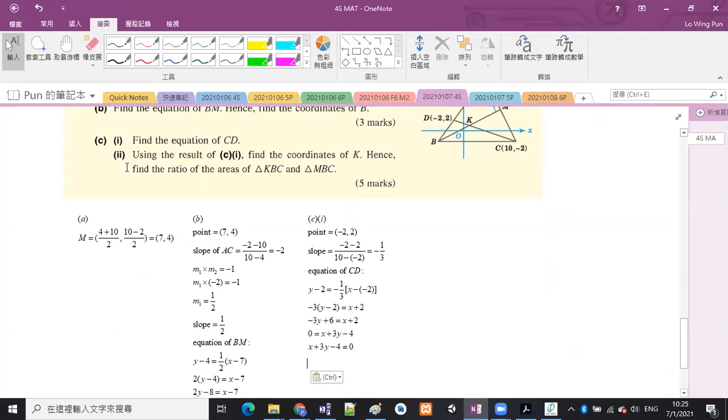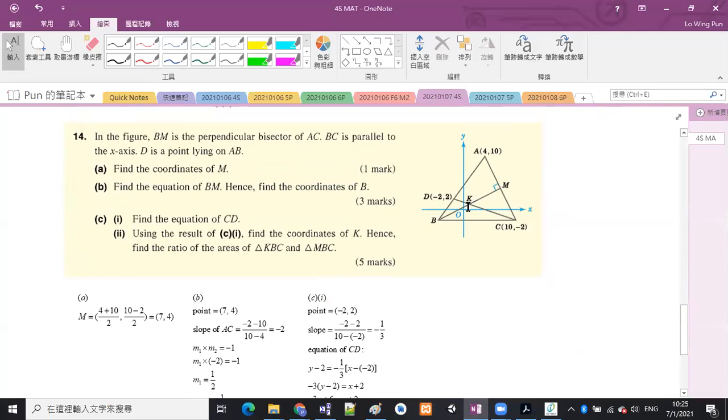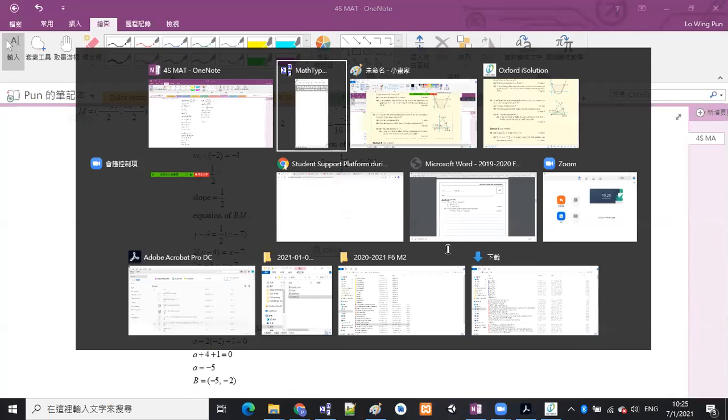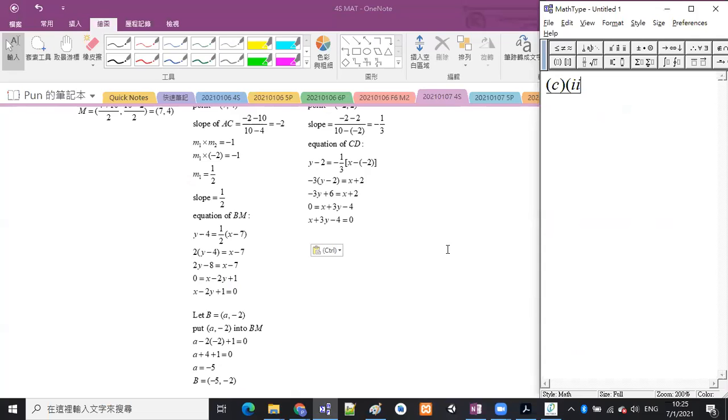And then part 2, using the result of C1, find the coordinates of K. K is the intersection point of CD and BM, right? So we just put them together, CD and BM. CD is x plus 3y minus 4 equals 0. That is equation 1. And then BM is x minus 2y plus 1 equals 0. That is equation 2.